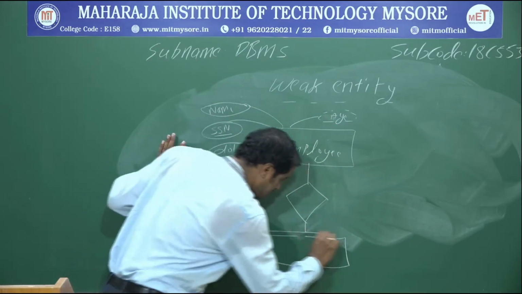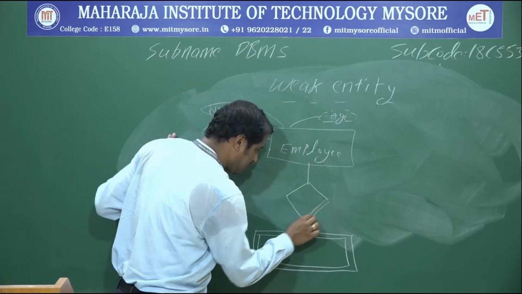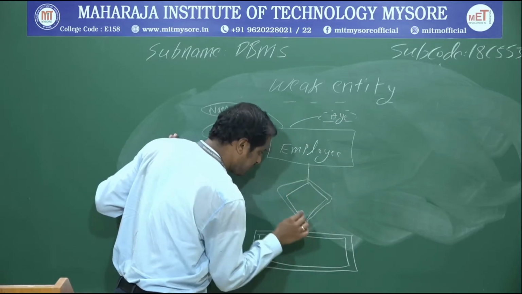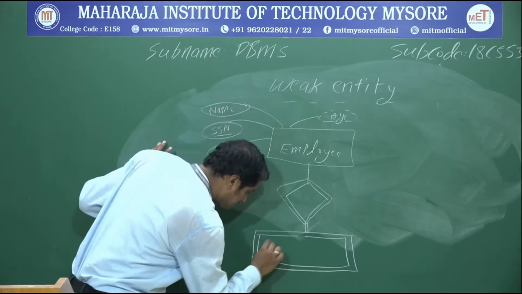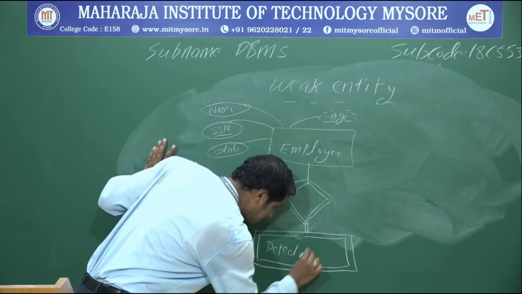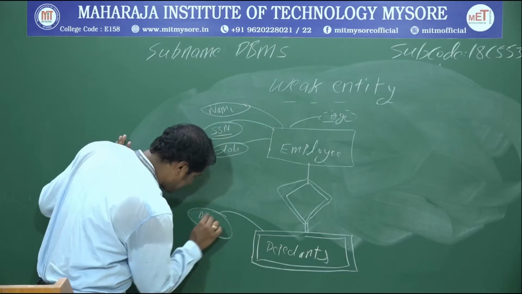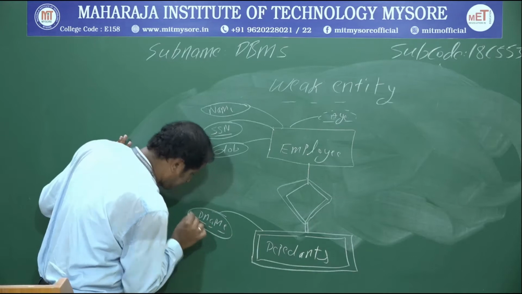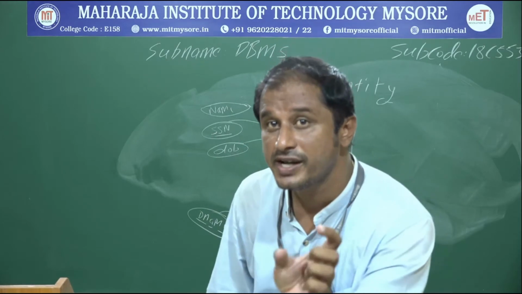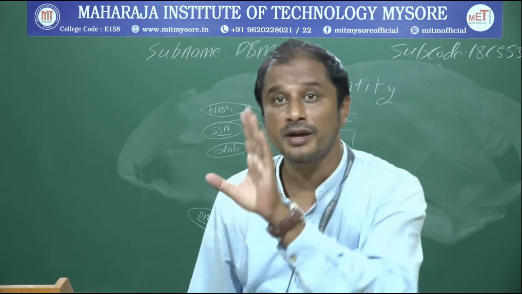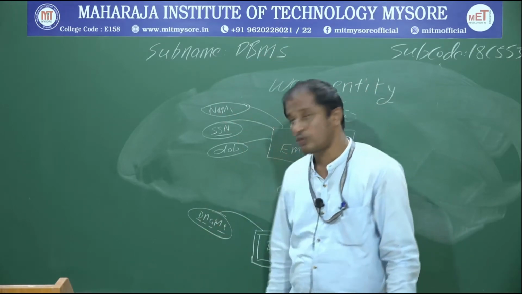This is the way of representation of a weak entity. This is the representation of a weak entity with double lines. So Dependent, with the attribute dependent name. Dependent name is the key, called the partial key of the weak entity, not a primary key. It's a partial key it has. That is, dependent name is represented through dashed lines.